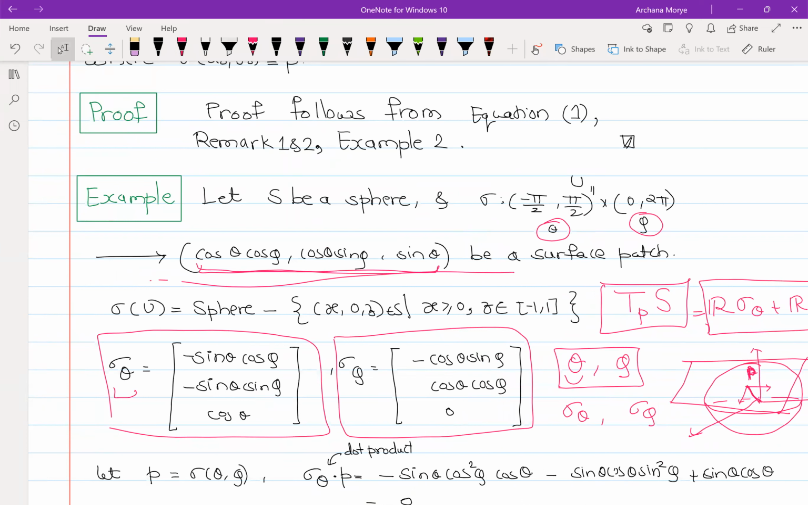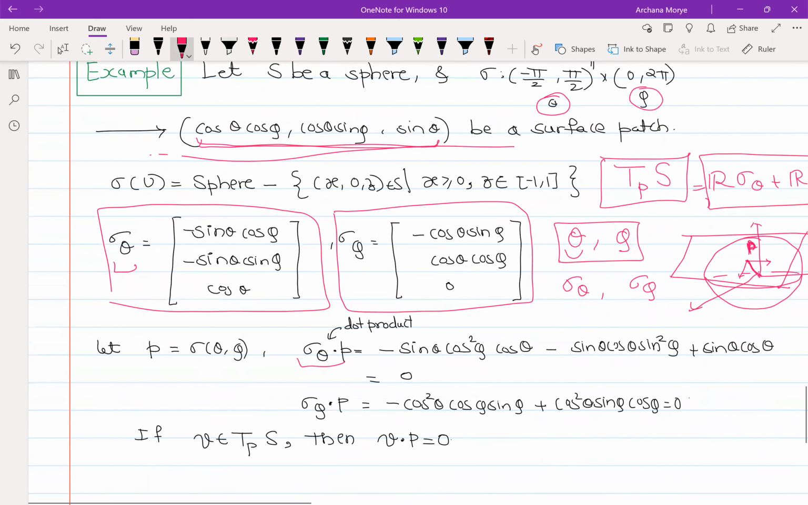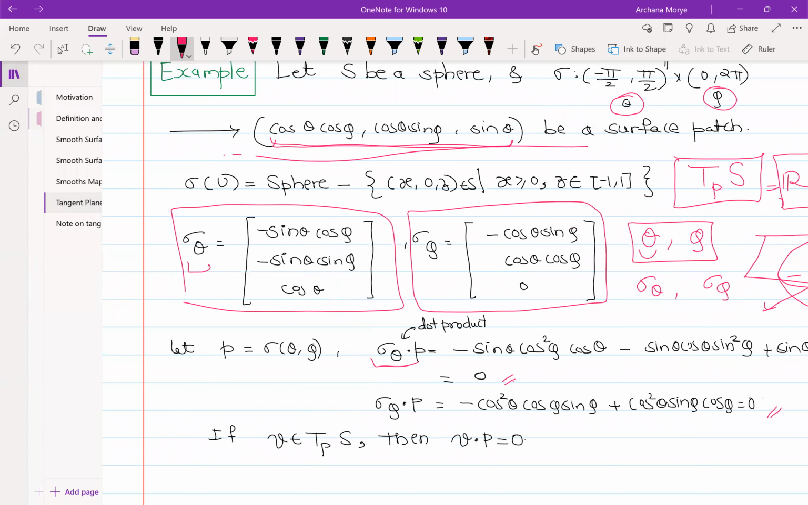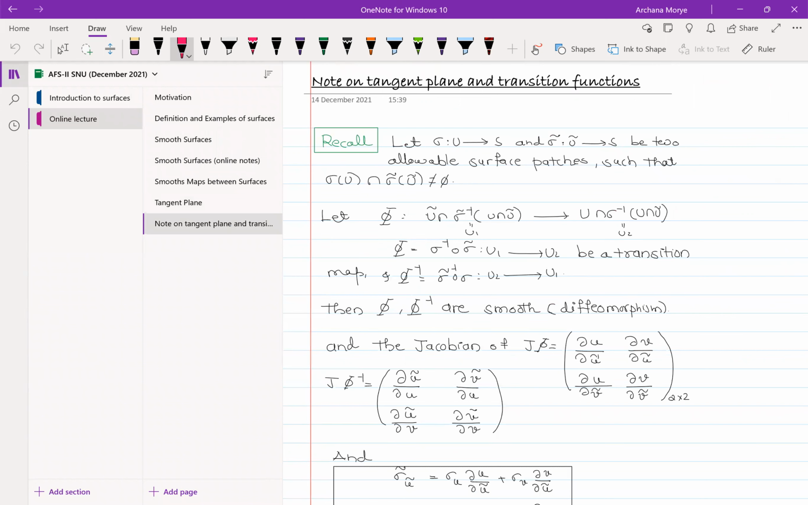If I want to check the dot product of the two vectors, it is equal to 0. So what I have checked here is that d theta dot p correctly comes to be 0, and d phi dot p also comes to be 0. Okay, so don't forget this. Remember that whenever we have the tangent space of a sphere, it is a plane which is perpendicular to that point.